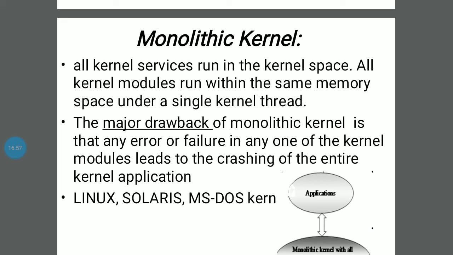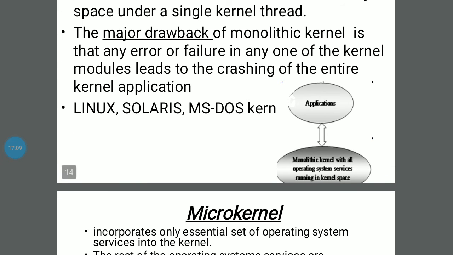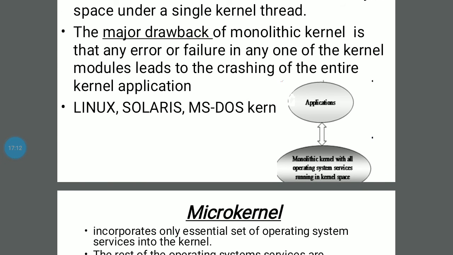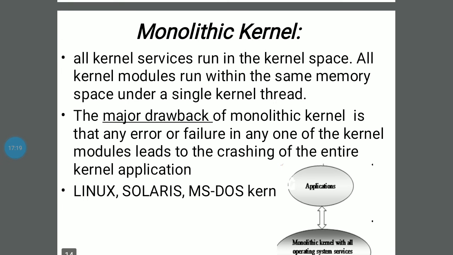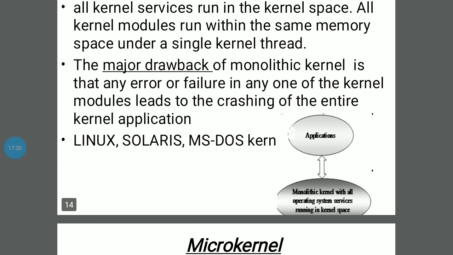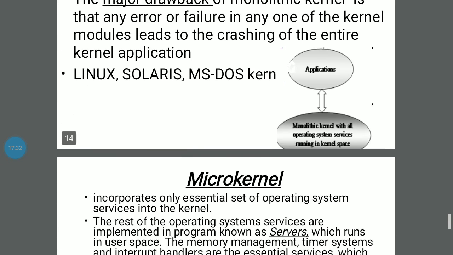The major drawback of the monolithic kernel is that any error or failure in any one of the kernel modules leads to crashing of the entire kernel application. Many services and applications are stored in a single kernel, so if there is any failure in that, the entire kernel has to be restarted. That is a major drawback of the monolithic kernel. Examples for this are Linux, Solaris, MS-DOS.